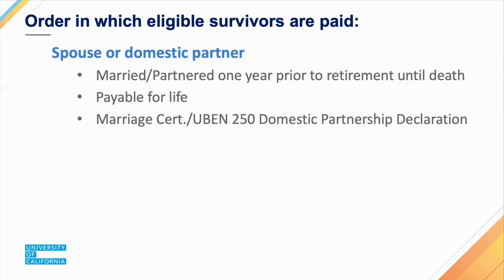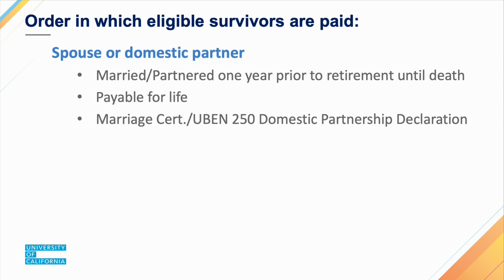interdependence must be submitted. Now, if you are in an unregistered domestic partnership, I would encourage you to go ahead and complete the UBEN 250 now, if you have not already done so, and submit those 2 documents to the Office of the President, to the Retirement Administration Service Center, addresses listed on the form, in order to document that you've got an unregistered domestic partnership. Otherwise, should you die before that declaration is made, then the partner would not be eligible for this benefit.